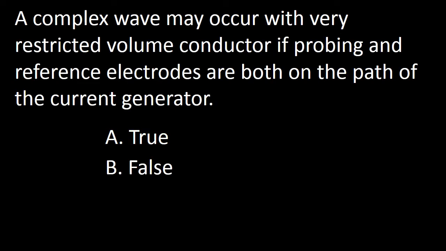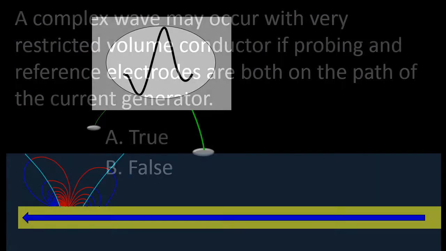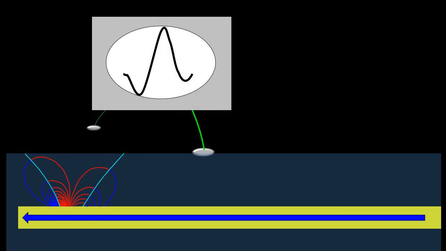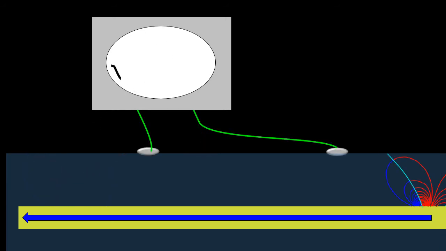Next question. A complex wave may occur with very restricted volume conductor if probing and reference electrodes are both on the path of the current generator. A true, B false. We already discussed how a generator in a large volume conductor can produce a triphasic wave. Now, I would like to show you what happens if the same field in the same volume conductor is viewed by two electrodes on the path of the current generator.